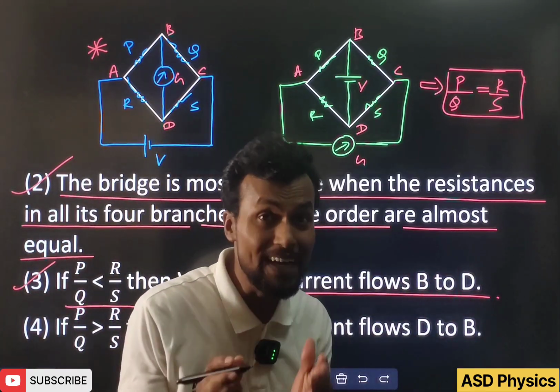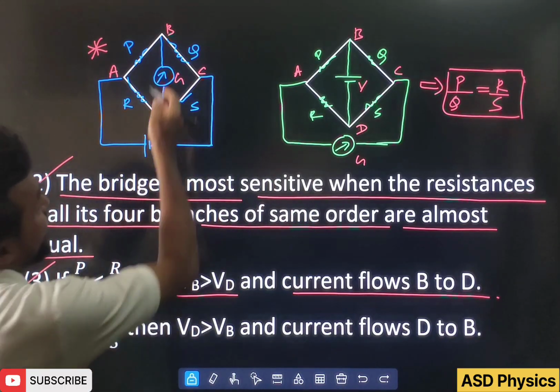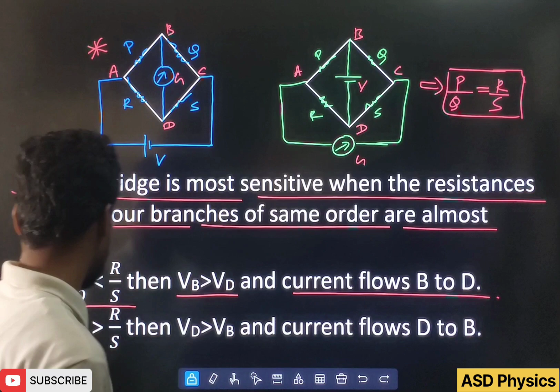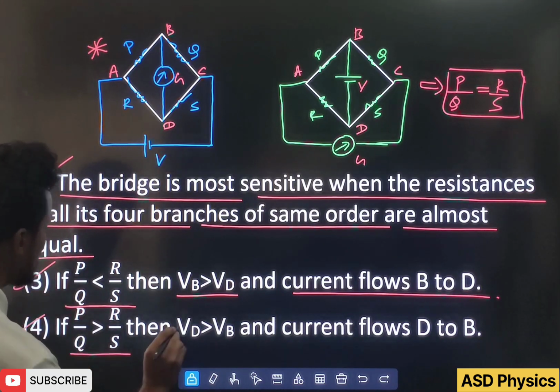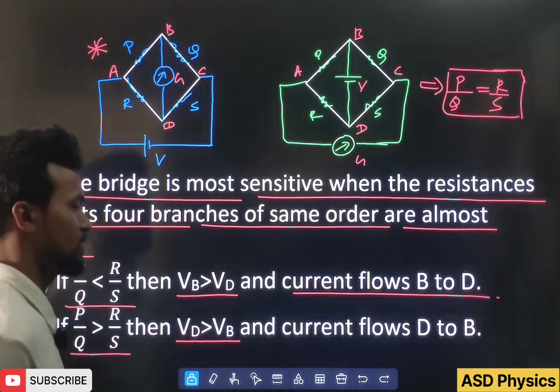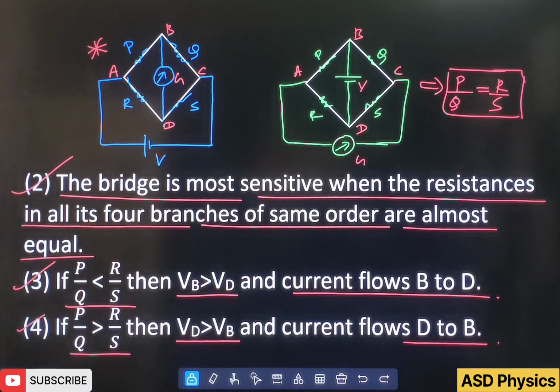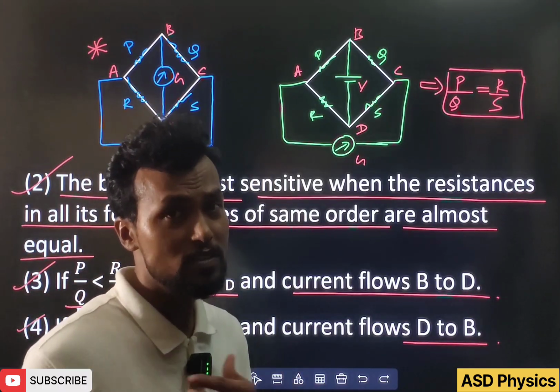B to D. That means from high resistance to low resistance, high potential to low potential. See the fourth one. If P by Q is greater than R by S, then VD is greater than VB, and current flows from D to B. Remember that in this condition, current will always flow from high potential to low potential.